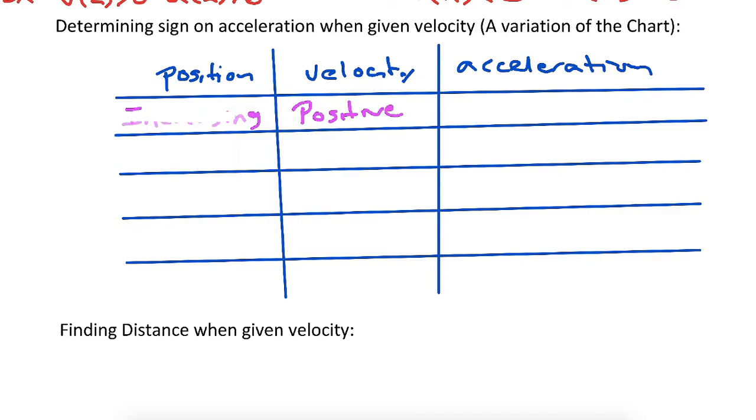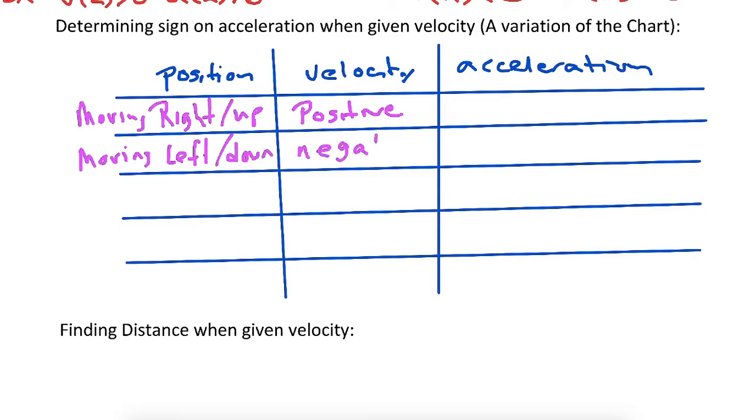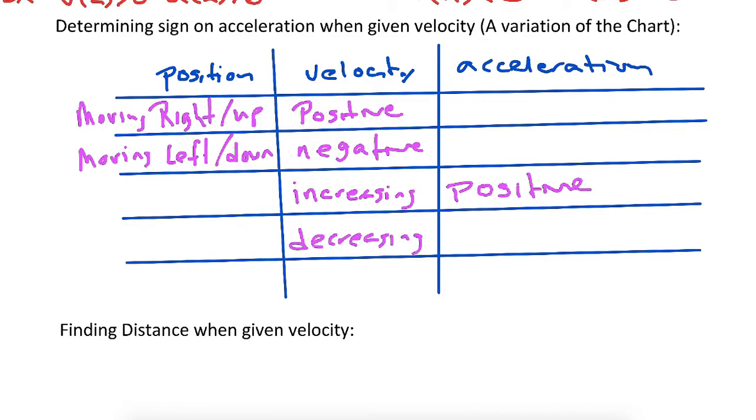Now, it doesn't really make sense to call it increasing in this case. Really what we'd want to think about is this is moving right or up. So then if it's moving left or down, then velocity would be negative. It's what we just covered. Now, it doesn't make a lot of sense to talk about the concavity of position necessarily, but if velocity is increasing, acceleration then has to be positive. If velocity is decreasing, acceleration has to be negative.